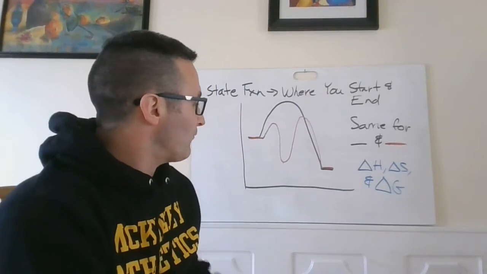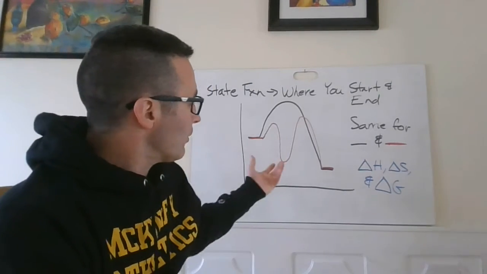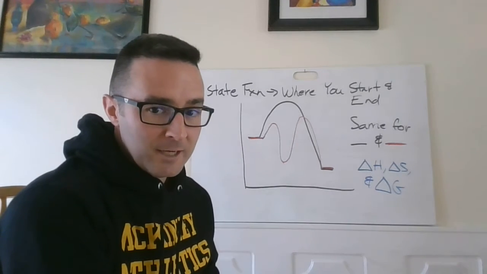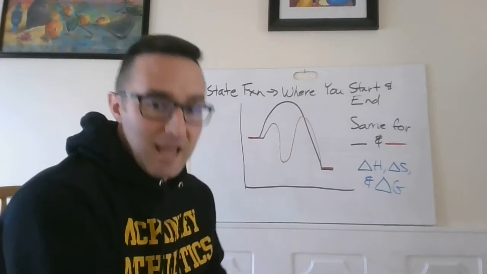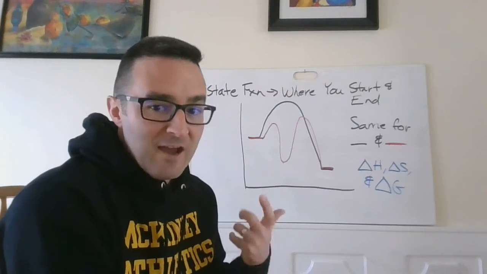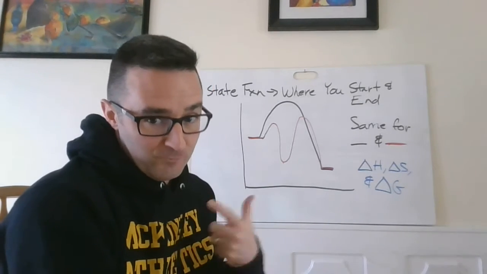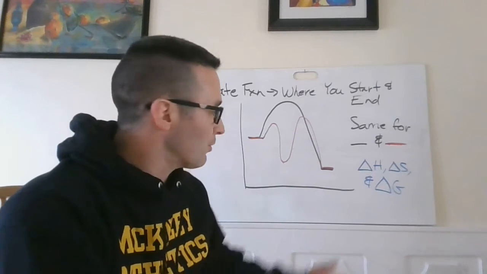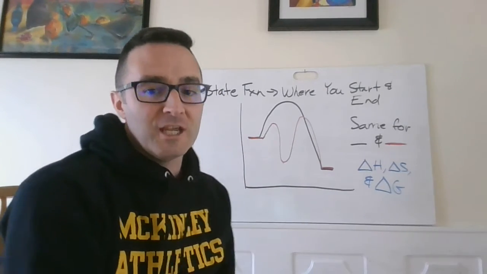So with both of these, the black curve and the red curve have the same starting point. They have the same end point. They have the same net change. So if you did their calculation, they would have the same energy change. They would have the same disorder. They would have the same delta G.